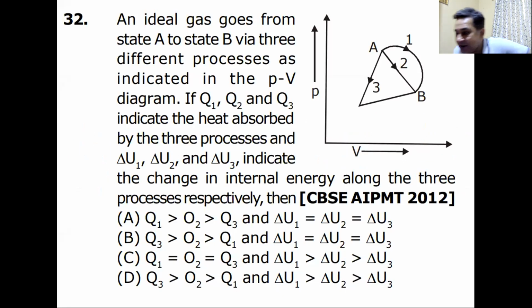Read the question carefully. Understand the question carefully. Let me see if you can give me the answer for this one. An ideal gas goes from state A to B via three different processes. Q1, Q2, and Q3 are the heat given. Delta U, delta U1, delta U2 are the energies. Which is correct? Let's see. Who gives me this one?